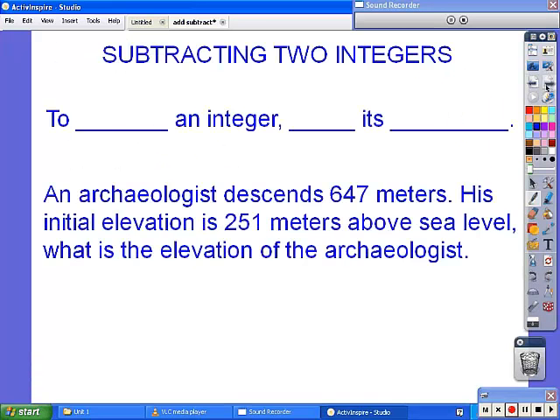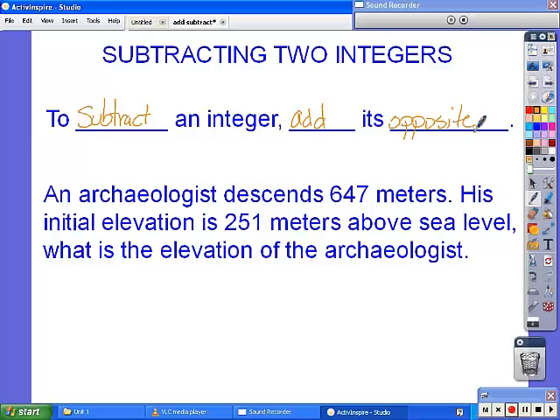Now, I know you're not going to want to pull out all those counters when we have a test or something like that, so here's your rule for subtracting integers. So, to subtract an integer, you are going to add its opposite.